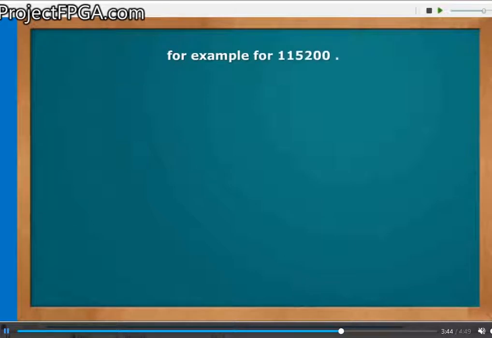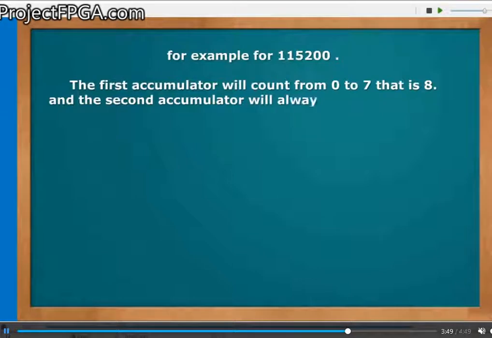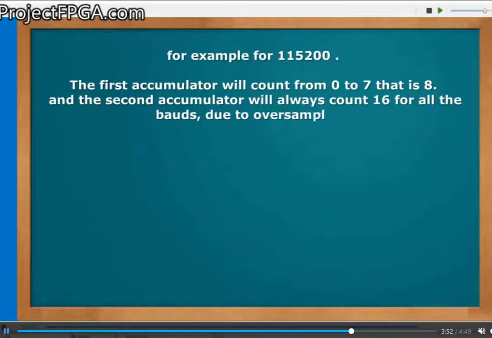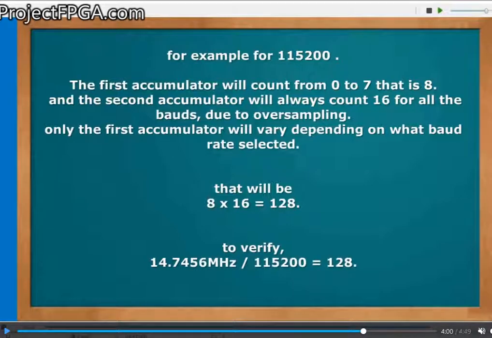For example, for 115200, the first accumulator is going to count from 0 to 7, that is 8, and the second accumulator will always count 16 for all the bauds due to oversampling. Only the first accumulator will vary depending on what baud rate is selected. That will be 8 times 16 equal to 128. And to verify, 14.7456 MHz divided by 115200 is equal to the 128 we have above.